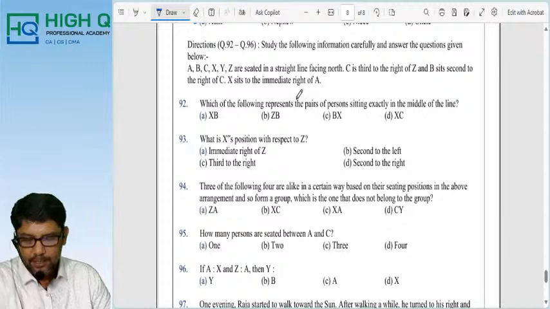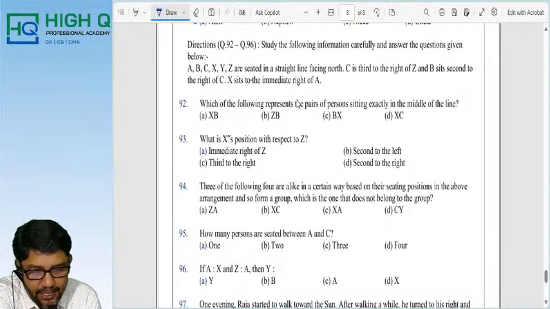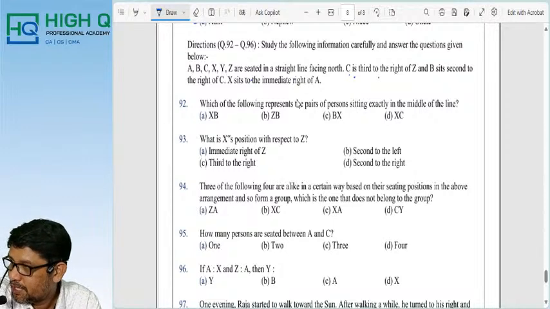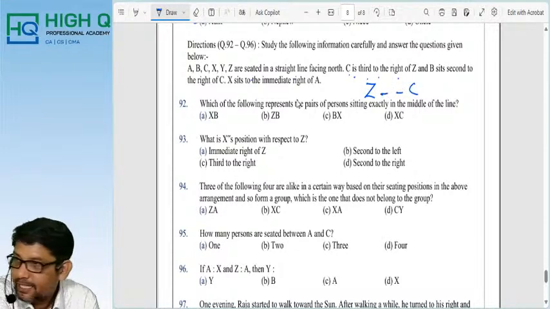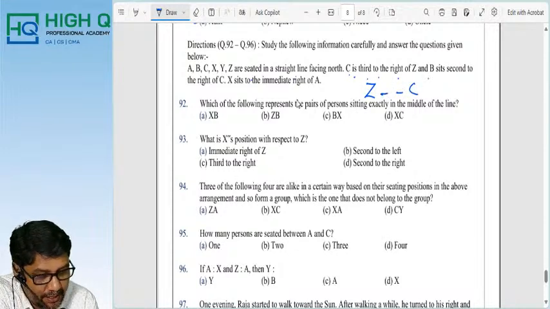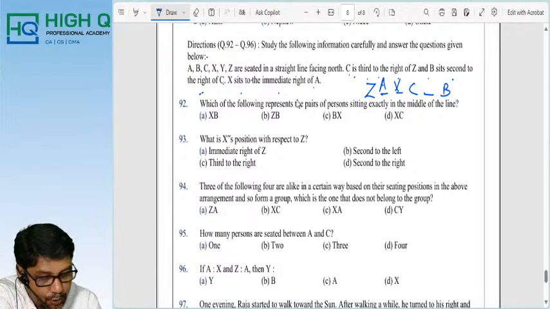Next one. A, B, C, X, Y, Z are seated in a straight line facing north. It's a very simple question because positions are given. C is third to the right of Z. 1, 2, 3. Next, B is second to the right of C. Very good. X sits immediate right of A. That means X has to be here, A can be here. So, A, B, C, X, Y.